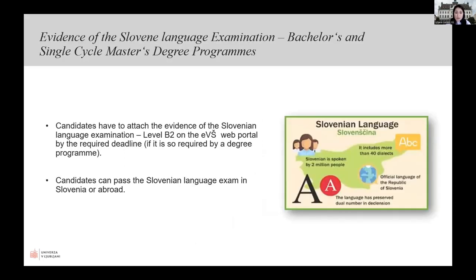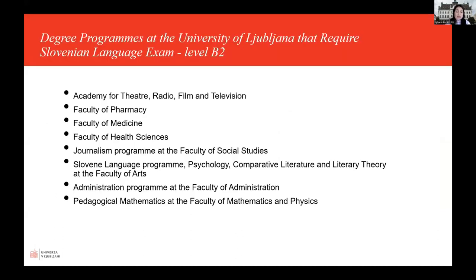If your program requires knowledge of the Slovenian language at the B2 level, as already mentioned, a certificate of language knowledge must be sent by August 1st. What is important is that certificates from Slovenia are recognized, but also from abroad, so that you can pass and get the certificate in your country without any problem. Here you can see which programs on bachelor level require this language certificate.